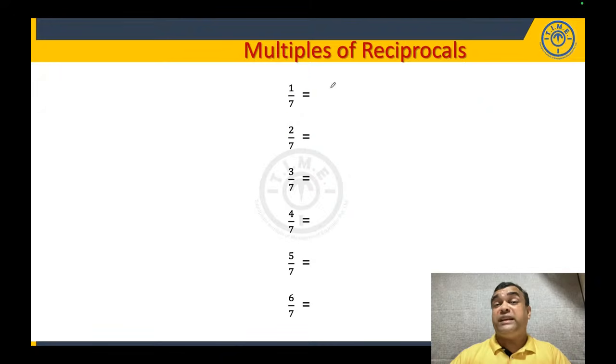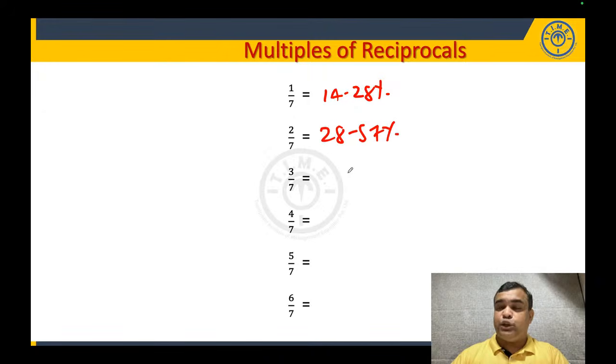I should know 1 by 7. 1 by 7 is 14.28%. 2 by 7 is 28.57%, and so on till 6 by 7. I'm just giving the values I should know. So you just multiply by 100, calculate the value, write it down there. These all values you must mug up.